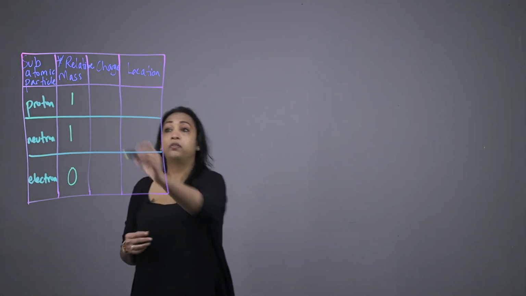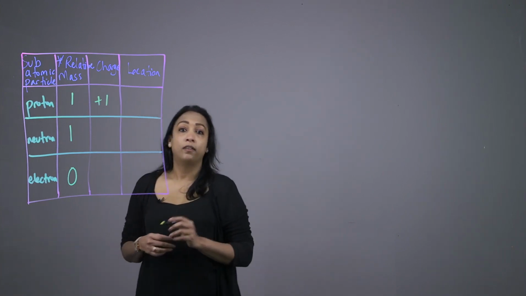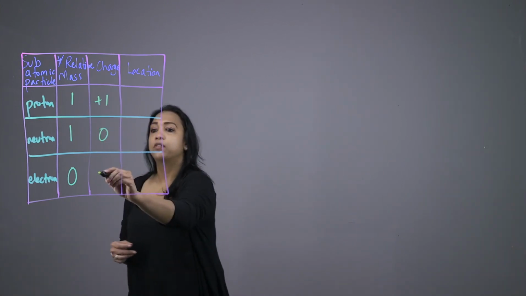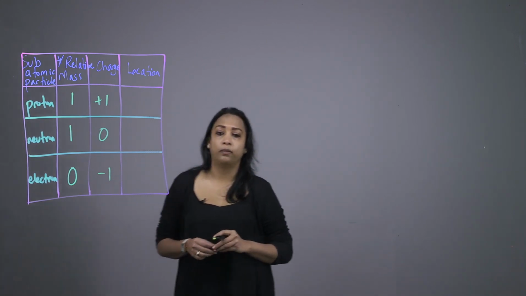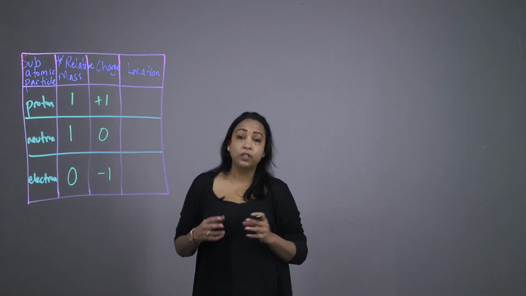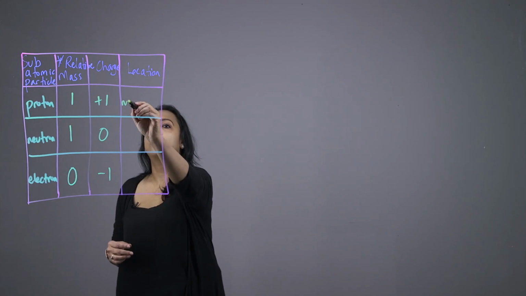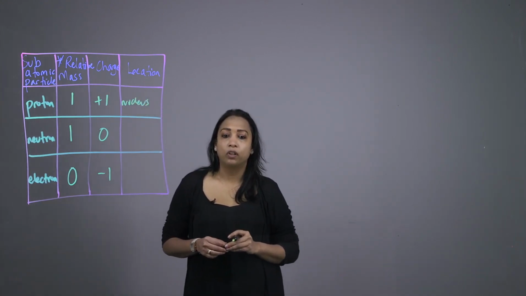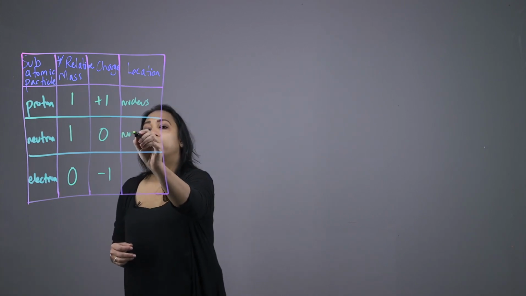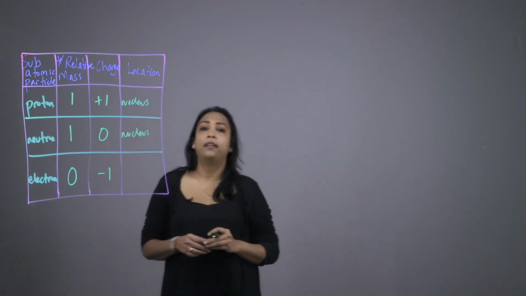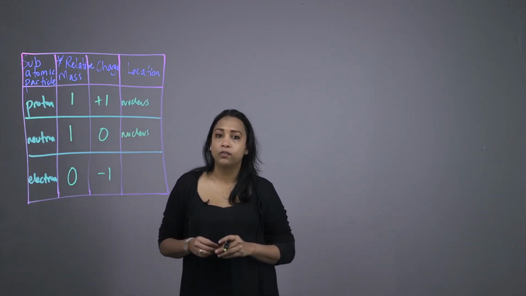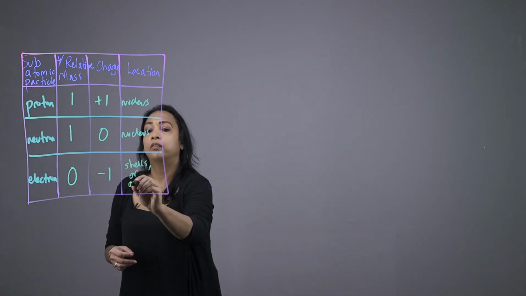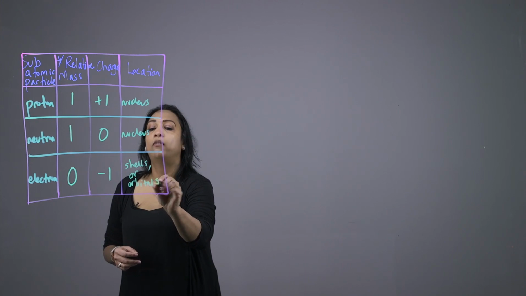The charge of a proton is plus 1. The charge of a neutron, there's no charge on a neutron. And the charge on an electron is negative, minus 1. The location of the proton is within the nucleus of the atom. The location of the neutron is also within the nucleus. And the electrons exist in shells or orbitals around the nucleus.